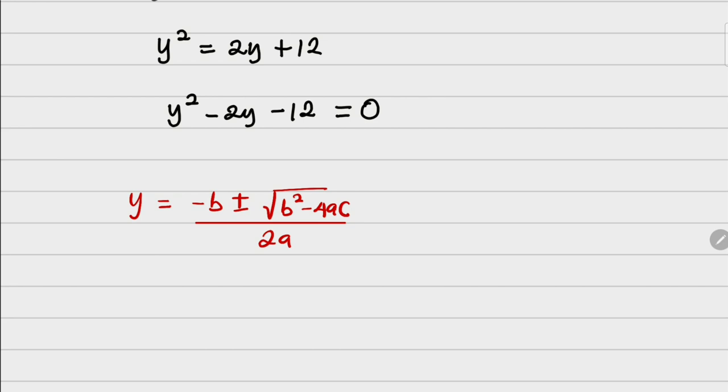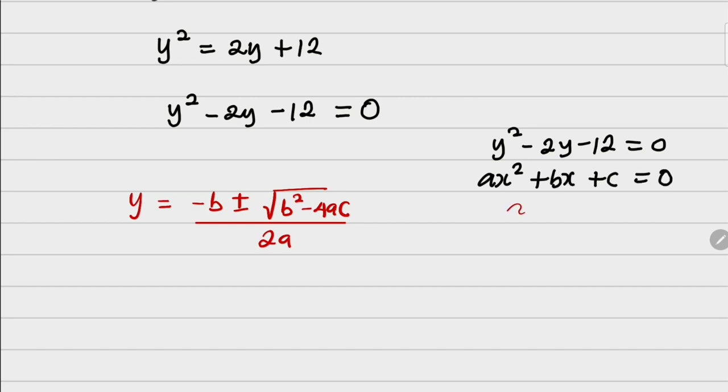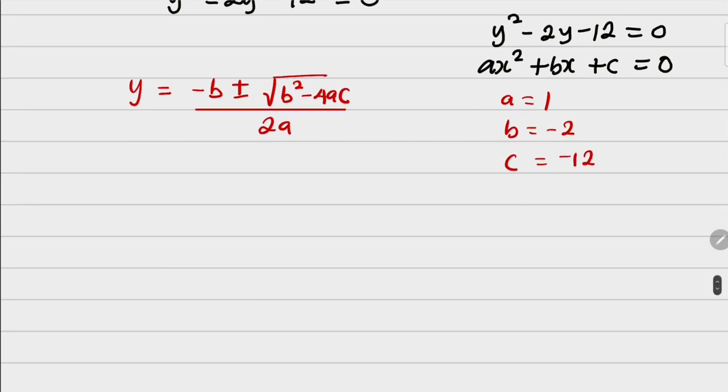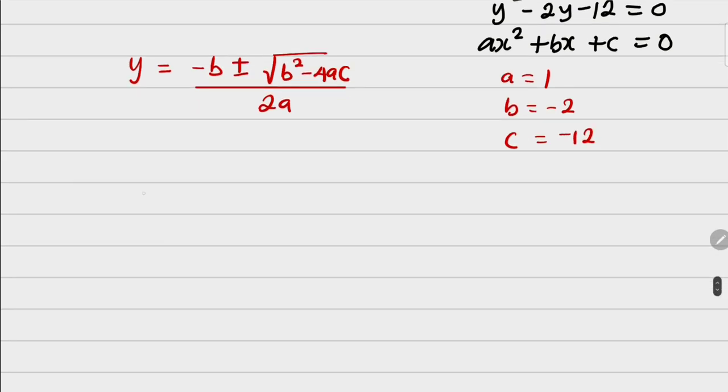Now, how do I get to know my a, b, c? Remember, y squared minus 2y minus 12 is equal to 0. Normally, the standard format of a quadratic equation is ax squared plus bx plus c equals 0. So comparing terms, you can see that my a is equal to 1, my b is equal to minus 2, then my c will be equal to minus 12. So I will just substitute in to get my values.